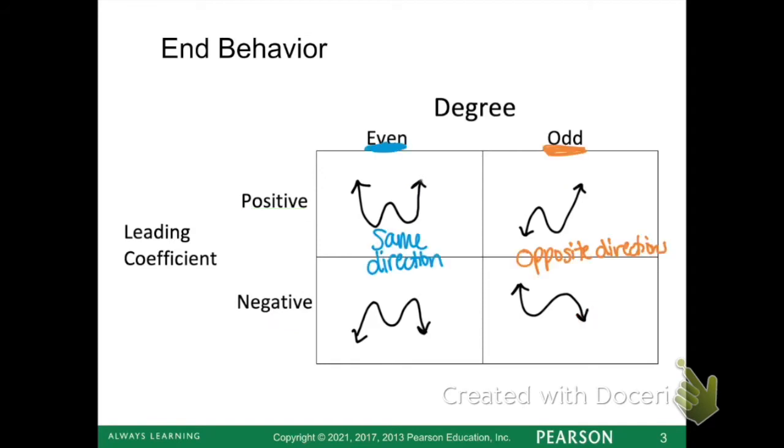Next, we consider the degree of the polynomial. Remember, the degree is just the highest exponent. And we look at whether that degree is even or odd. If the degree is even, both of my arrows are going to end up going in the same direction, so either up, up, or down, down. If it's an odd degree, my arrows are going to go opposite directions, so either down, up, or up, down.